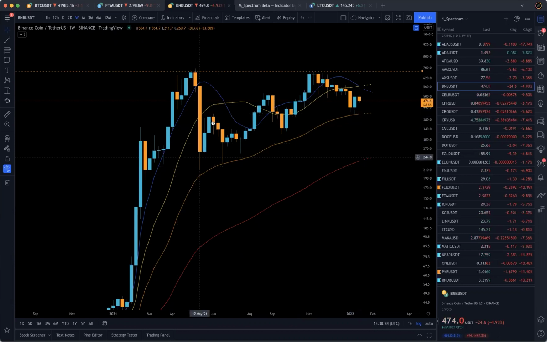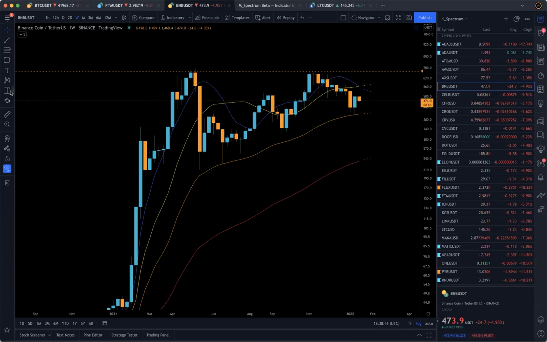So it's supported here, retested here. So who knows? It came down, retested, and went up. But that's why we can identify the key supports from a trend point of view that must not be broken or breached. Otherwise, there can be a significant downside.